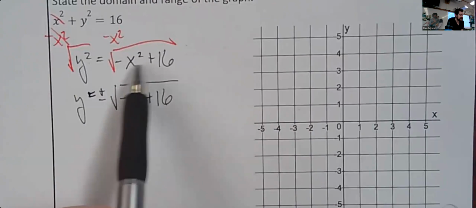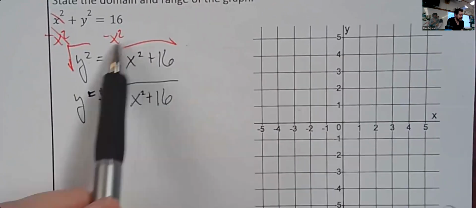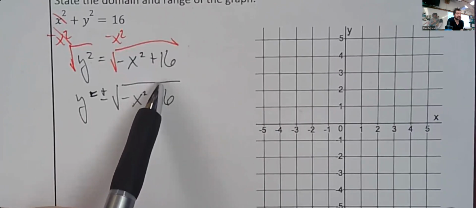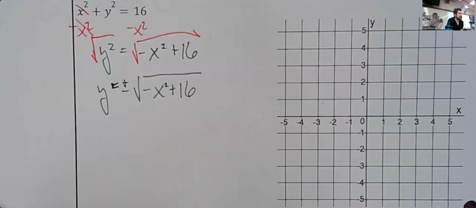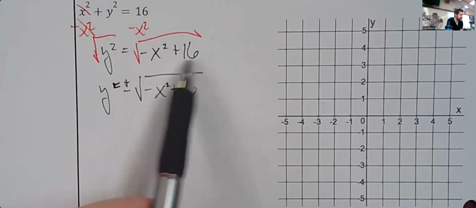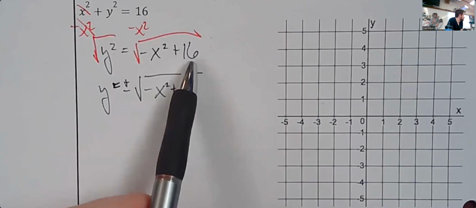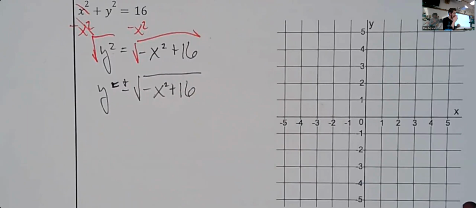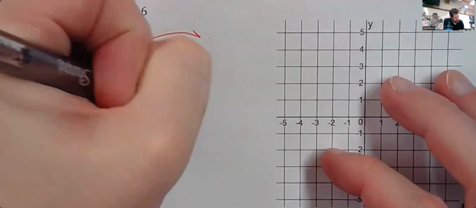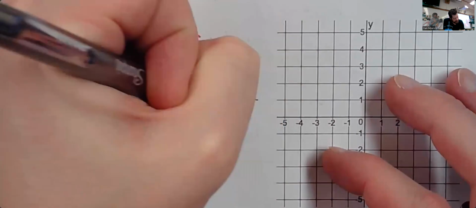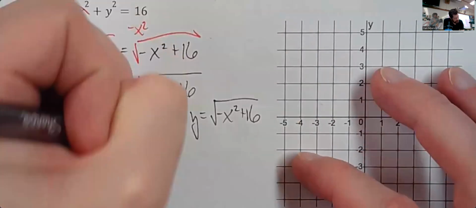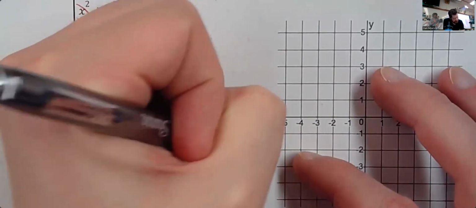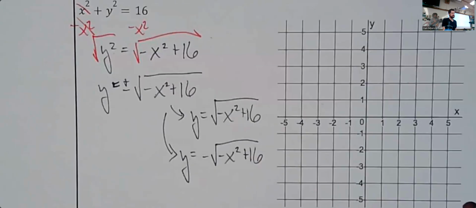Because we're square rooting a sum, we can't actually square root that. If this was the square root of like 16 times x squared, then yeah, it would be positive or negative 4x. But because these are separated by a plus, these do not square root together. There's nothing we can do about square rooting this, so we have to keep it under our radical. So this is going to turn into y equals the square root of the opposite of x squared plus 16, and y is equal to the opposite of the square root of the opposite of x squared plus 16. It's a lot of opposites.